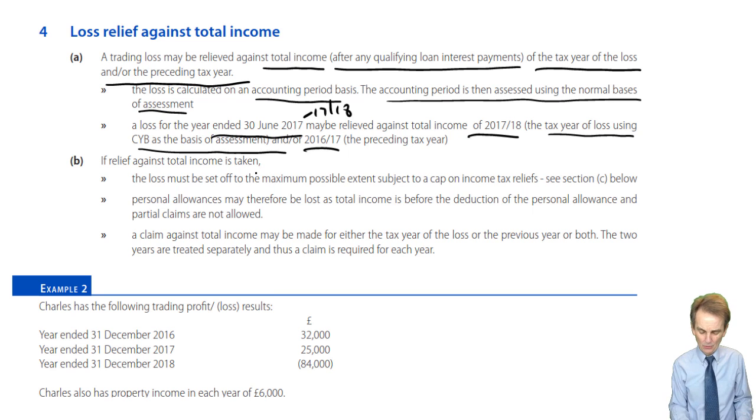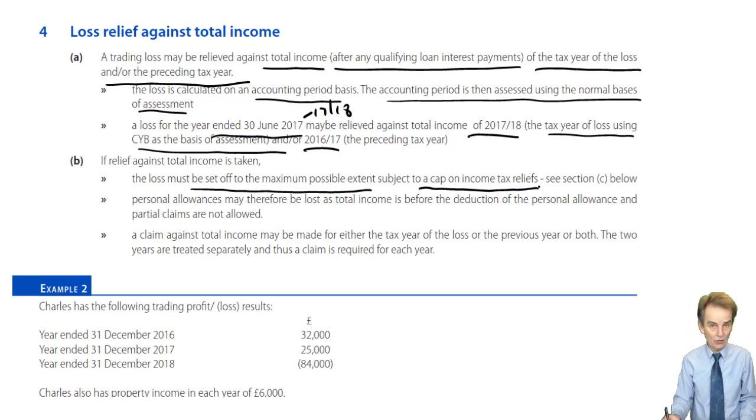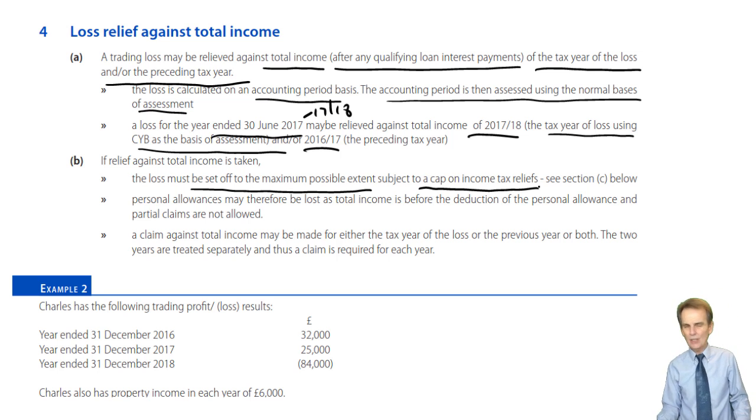If relief against total income is taken, the loss must be set off to the maximum possible extent, subject to a cap on income tax reliefs. We'll see that in a later section, section C here below. Seldom does it apply, but we need to be aware of that. There is potentially a limiting factor. The limitation would be at a minimum £50,000, as we'll see very soon. So it's a big number there.